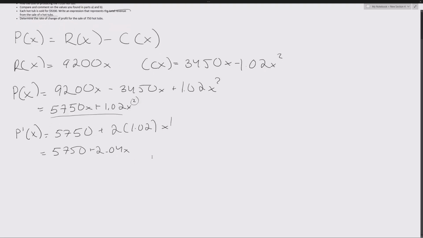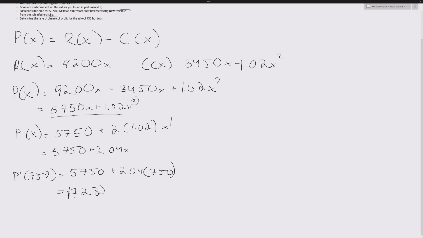Now, again, 750 hot tubs. So let's substitute that number in. So P prime of 750 is equal to 5,750 plus 2.04 times 750, which is equal to $7,280. And so the rate of change of profit for 750 hot tubs is $7,280 per hot tub, which is quite a lot of money.